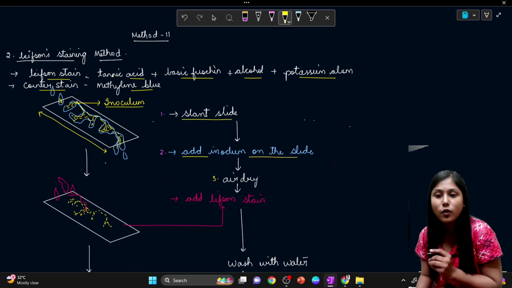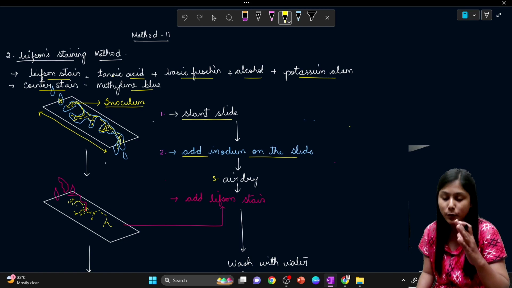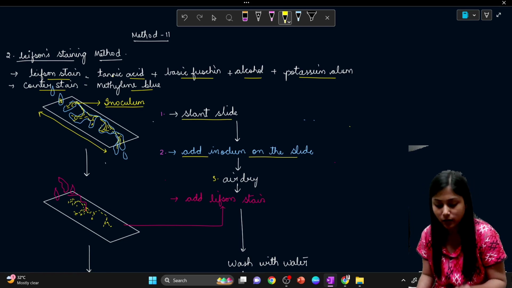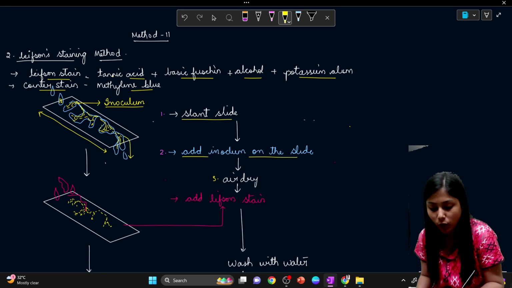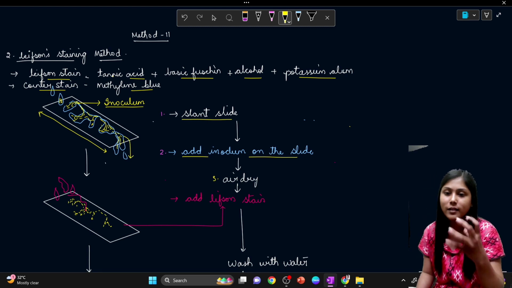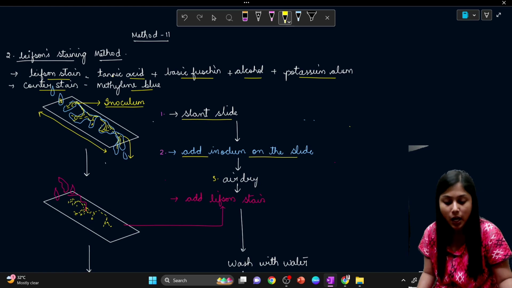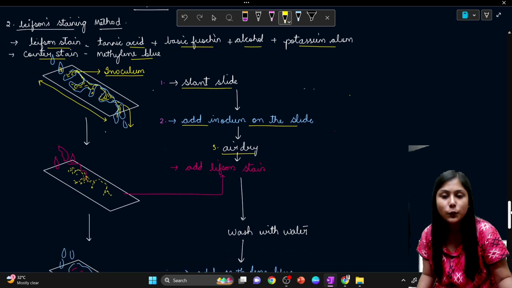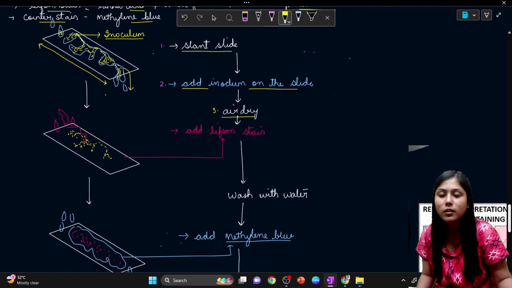Now just because we are keeping the slide in a slant position, the inoculum is going to flow through the slide at this angle. So this is how the inoculum is falling from the other side because we kept the slide in the slant position. Simple as that. ठीक है? Now we are going to air dry it. Completely air dry करना है such that all the liquid part will get dried and only the inoculum, basically the bacterial culture, is there on the slide.